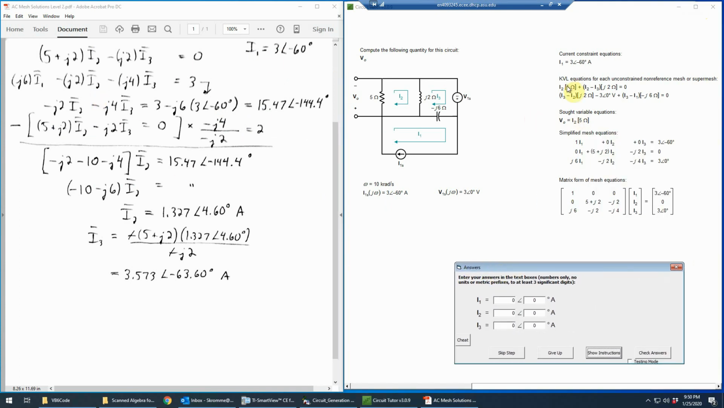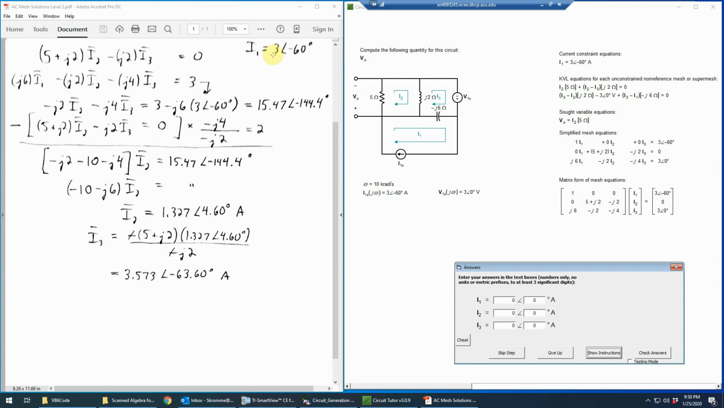So what I've done is, again, just copied the simplified form of the two KVL equations, which are the second and the third row here. So I wrote 5 plus j2 I2 minus j2 times I3 is equal to 0. And I used bars to indicate the complex numbers. And the second equation just was j6 I1 minus j2 I2 minus j4 I3 is equal to 3. So that's just this. And remember, I don't really need the angle 3 in rectangular form. That's just a 3. So I just wrote it this way for brevity.